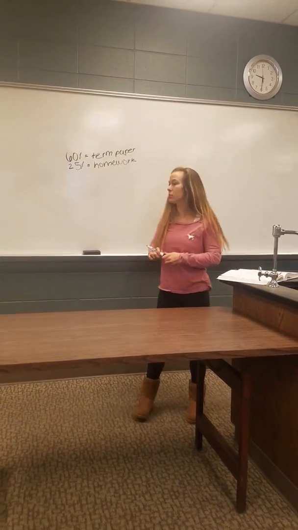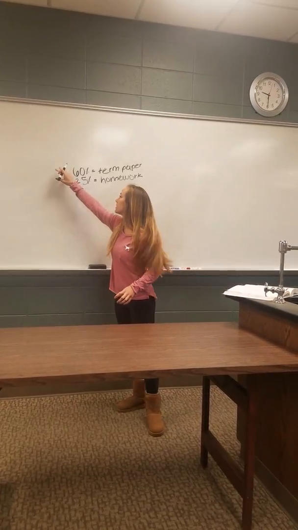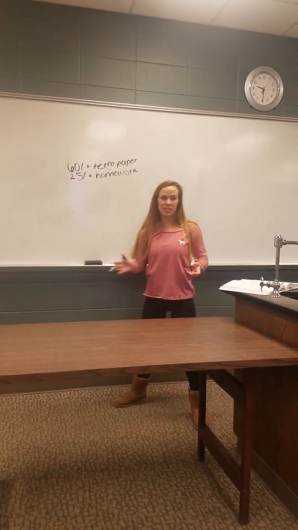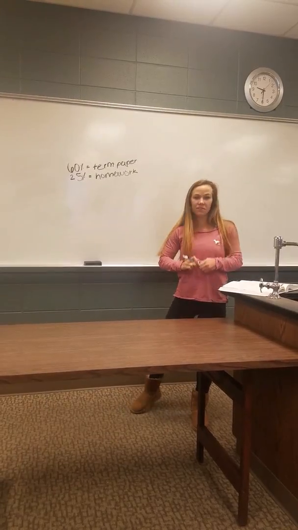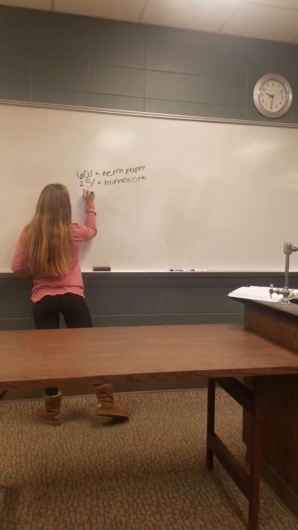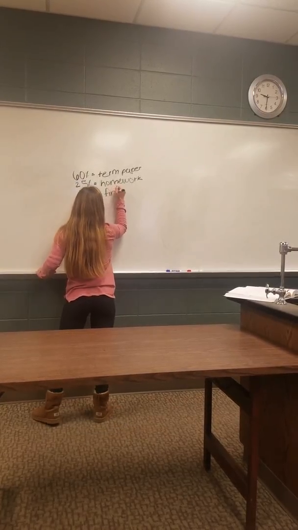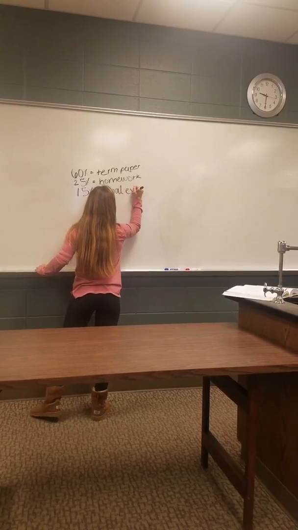So now what we know is that for a percentage, it all has to equal 100. So if we have 60 and 25, that means that the remainder has to be 15%. So the final exam is going to be 15%. 15% equals final exam.